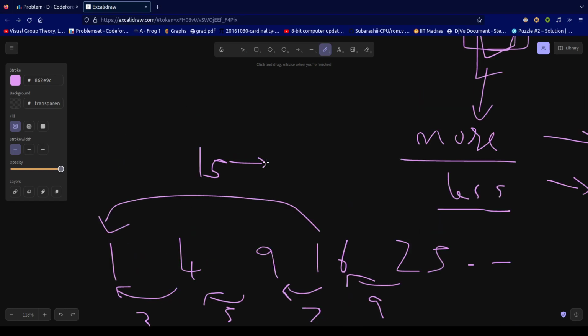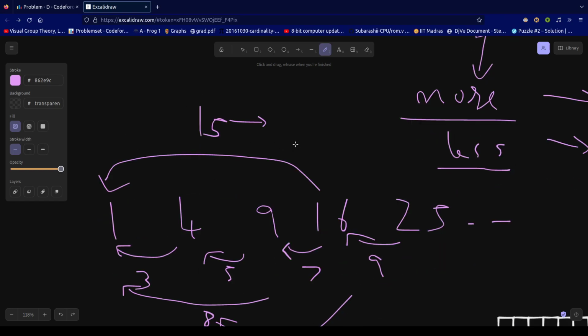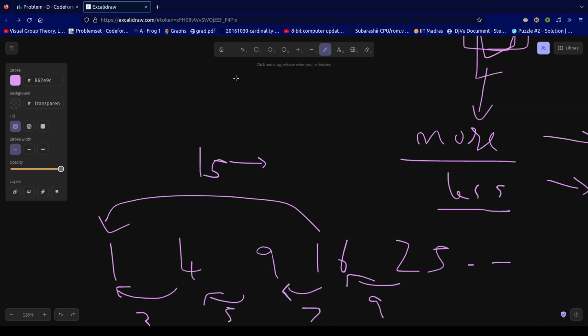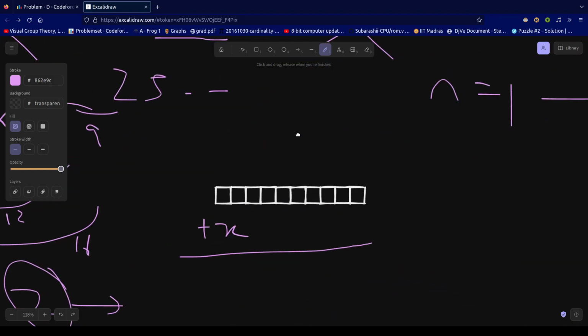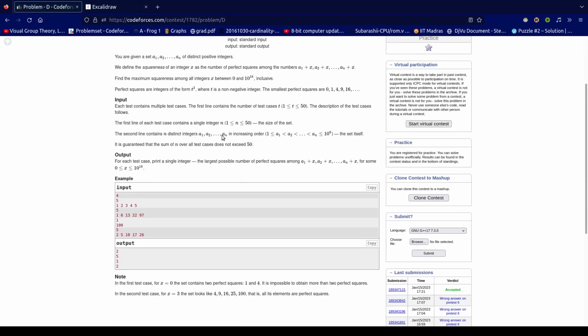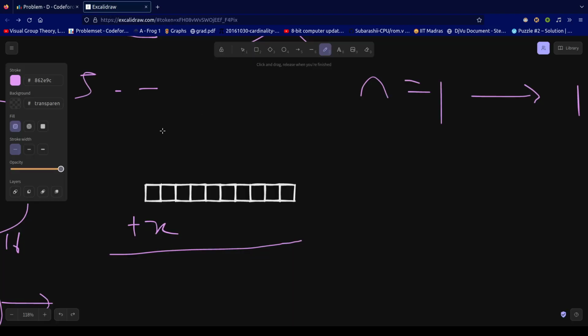The point is you can just keep on doing that here. In this case it will be 3n plus 9. Now the point is this: we have n elements in the array. You can notice that n is very small here, it's actually 50. That means you can do something like an O of n cube algorithm also, or O of n to the power 4. Anything will be fine, so that doesn't matter.